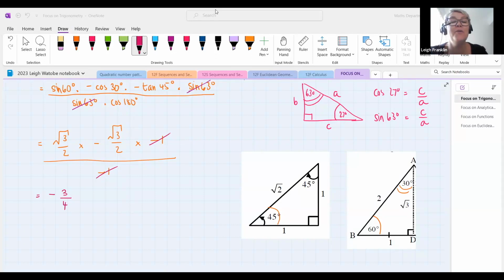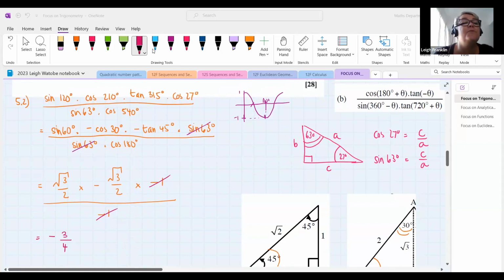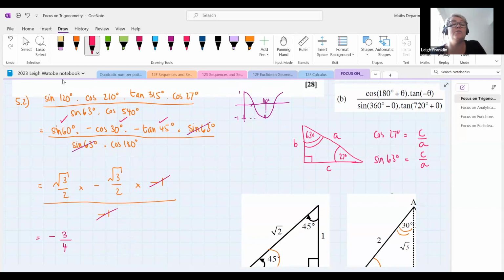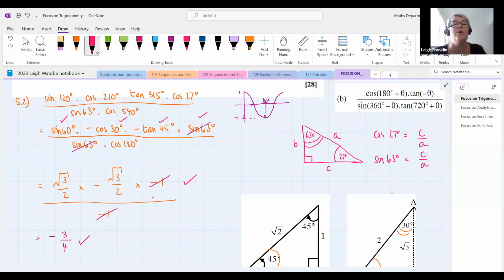Sorry, guys. So we can see that's out of 7 marks. What would they give us marks for? Well, they would give us marks for our reducing. They would definitely give us a mark for writing cos 27 as sine 63, or in the denominator sine 63 as cos 27, and 1, 2, 3, 4. There would definitely be a mark for subbing in our special angles. There'd be a mark on our answer, 1, 2, 3, 4, 5, 6. And then here, I think there would be a mark on the cos 180 as well.